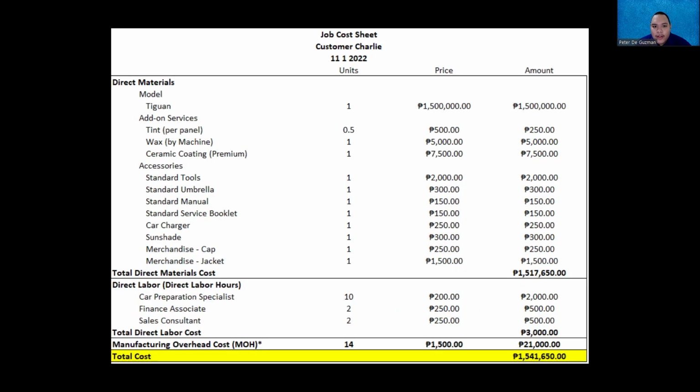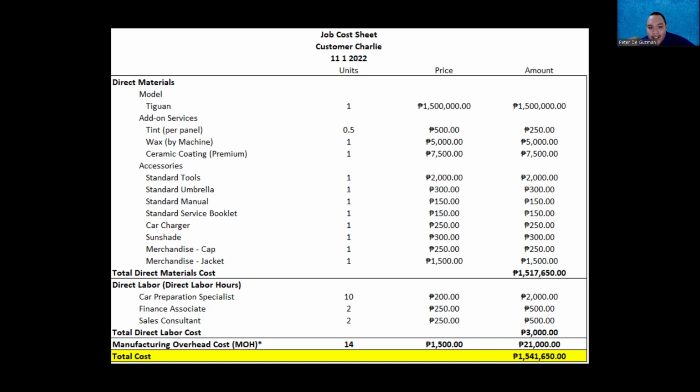Now, let's move on to customer Charlie. Taking a look at tint once again. We can see here, number of units is half, or 0.5. How is this possible? This is possible because there are certain scenarios wherein a client would only want the top half of his or her front windshield tinted. This way, he or she could avail of the UV ray protection offered by the tint without sacrificing much of the visibility while driving.